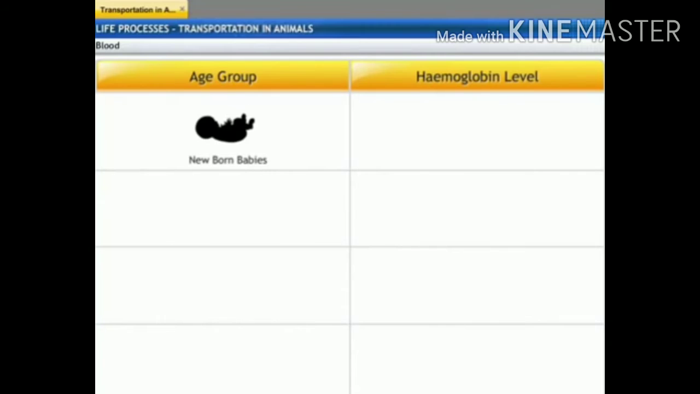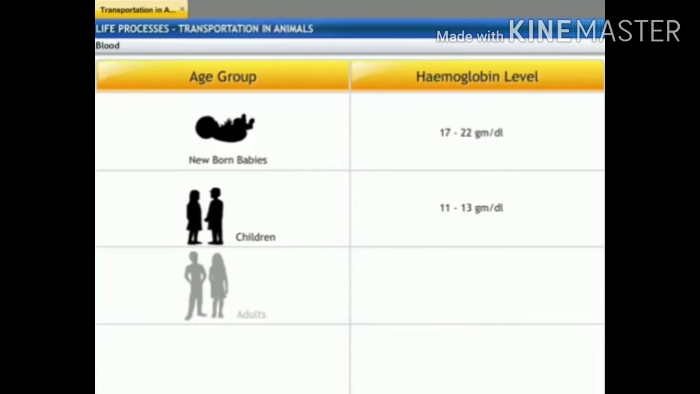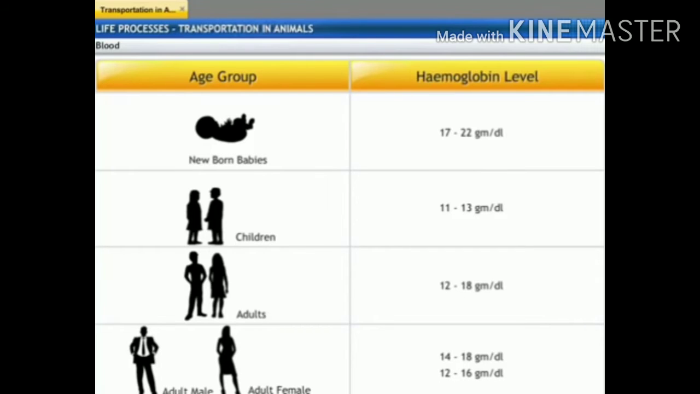In newborn babies, 17 to 22 grams per deciliter of hemoglobin is present. For children, the normal range is in between 11 and 13 grams per deciliter, and for adults, it is between 12 and 18 grams per deciliter. An adult male has a hemoglobin level between 14 and 18 grams per deciliter, and in adult women it is between 12 and 16 grams per deciliter.